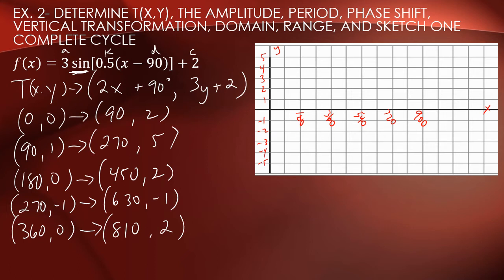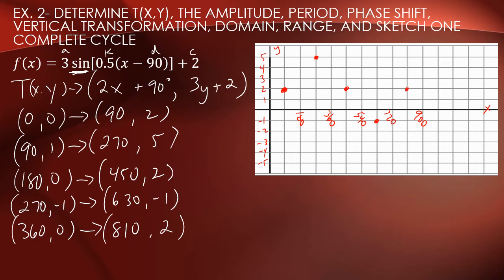And then plot your points. 90 and 2, right there. 270 and 5. 450 and 2, 630 and negative 1, 810 and 2.